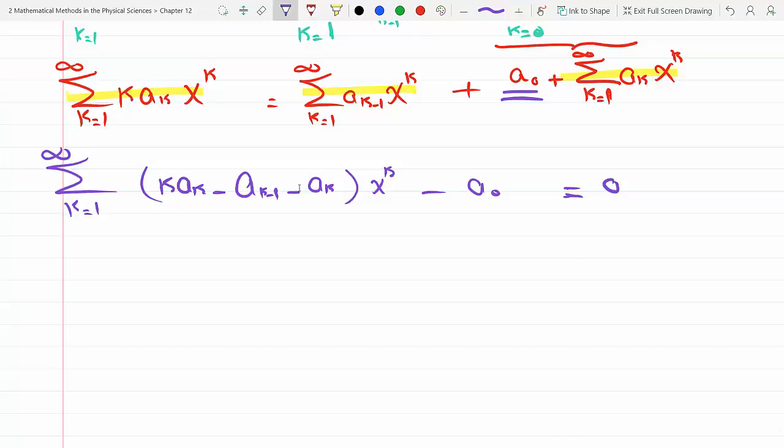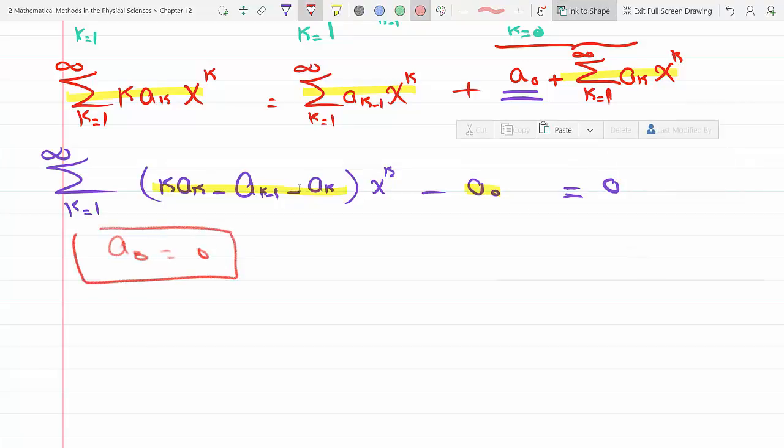Okay, so this is a polynomial because k is ranging from 1 to infinity, and this is equaling 0. What that means in algebra is that the coefficient of each power of x would be 0. Now if x is 0, this is a trivial solution. We would have a solution of y equals 0. That's not what we're looking for. We're looking for the other one, when the coefficients are 0. So this is 0 and this is 0. So that means a0 equals 0. Okay, so I solved for the first coefficient.